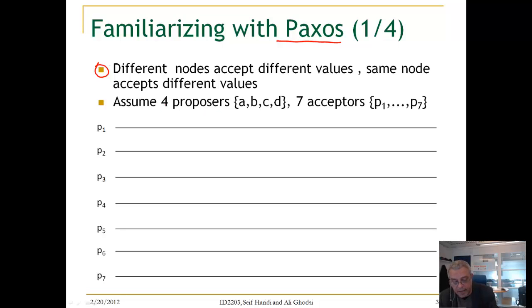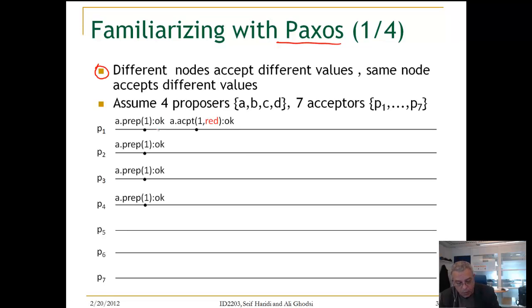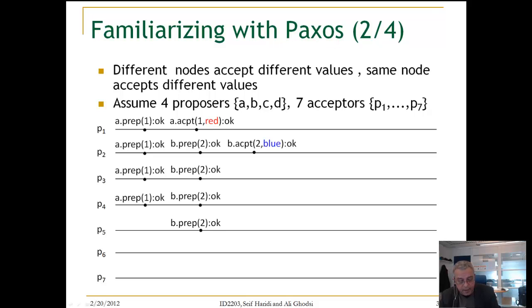So assume we have 4 proposers, A, B, C, and D, and we have 7 acceptors. So a majority of acceptors is 4. Remember that. So only when 4 acceptors accept the same value is the value chosen. So here is the first situation. A proposes, and the first node accepts the value red proposed by A. After that, B proposes. So he sends a prepare message with a higher ballot number, and also goes to the second phase, the accept phase, and sends a blue. So this is a situation where P2 now is accepting a blue, P1 is accepting a red.